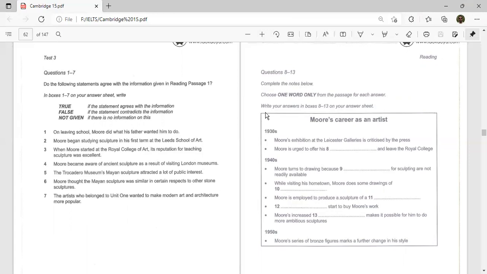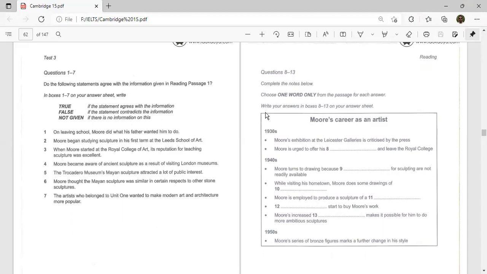Firstly, I read the question, then try to find out the keywords in the passage, and then find out the answer whether it is true, false, or not given. Okay. And I actually get confused between false and not given.